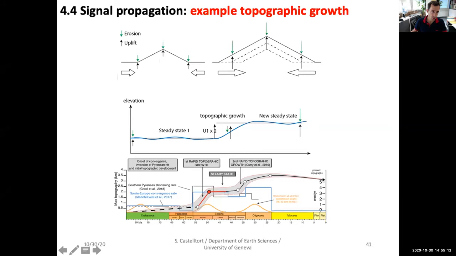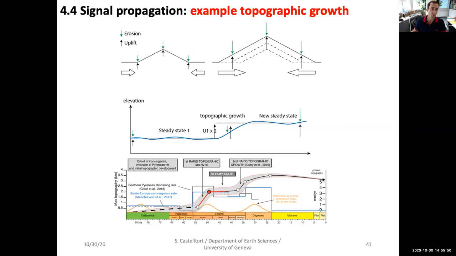And there is convergence, these arrows. And there is uplift in black, everywhere the same. And there is erosion in green. So here I am at steady state. Erosion and uplift are equal. And I converge, but the relief remains the same. Okay? Now, at some point, for some reason, my convergence rate increases. You see the arrows, they are bigger. This will increase tectonic uplift.